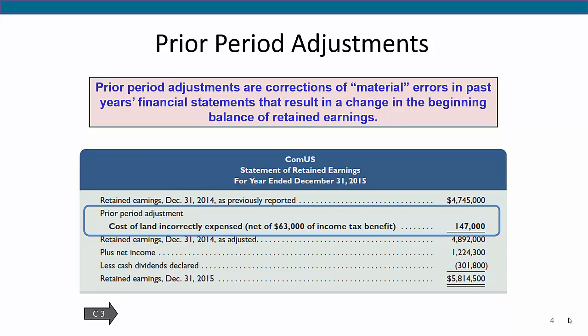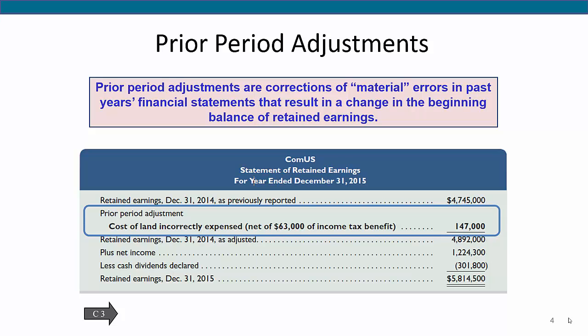Now, prior period adjustments are corrections of material errors, those are big errors, in prior period financial statements. These errors include arithmetic mistakes, unacceptable accounting, and missed facts. Prior period adjustments are reported in the statement of retained earnings or the statement of stockholders' equity, net of any income tax effects. Prior period adjustments result in changing the beginning balance of retained earnings for events occurring prior to the earliest period reported in the current set of financial statements.